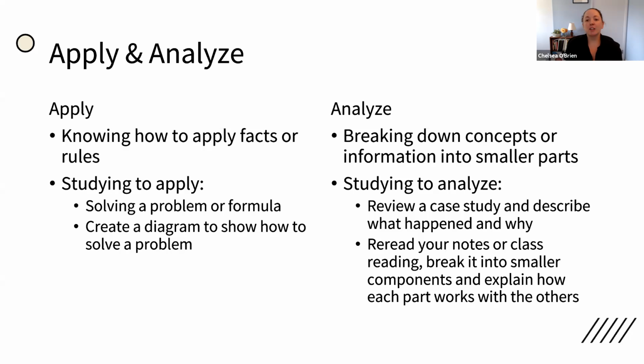Next is analyze. So this means breaking down concepts or information into smaller parts. This can be complicated, especially if you don't understand it thoroughly. So how do you study to know that you can analyze at this level of knowledge? Well, you can review a case study, right? There's a lot of these in textbooks, and sometimes your questions in your readings for your humanities classes are there. Describe what happened in those case studies and why you think that happened. You can also reread your notes or your class reading, break it into smaller components, and explain how each part works with the other parts of whatever it is you're learning.